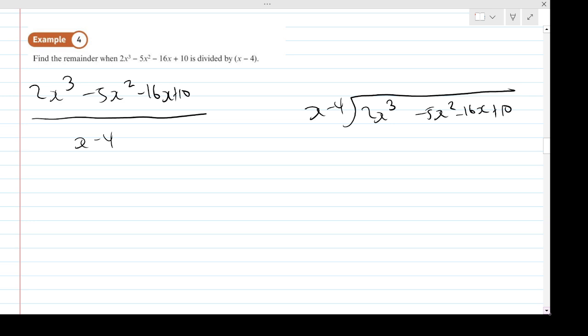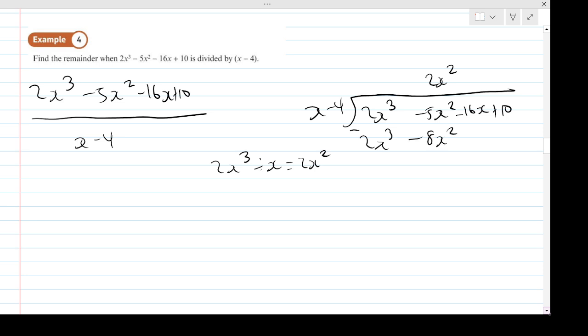So again, the method's going to be the same. Firstly, we need to spot the highest term inside. That's 2x cubed. Then I want to do 2x cubed divided by the highest power outside the bus stop, which is x. So that divided by x is simply 2x squared. So then I put 2x squared up there on the x squared column. Then again, I want to times this by all the terms outside the bus stop. So 2x squared times x will be 2x cubed. And then 2x squared times minus 4 will be minus 8x squared.